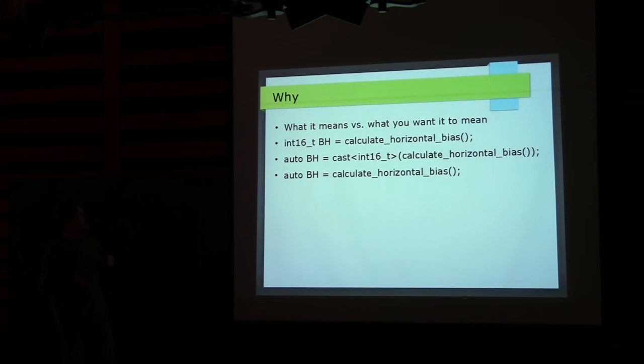When you see the first line, you don't know what the programmer meant. Did calculate horizontal bias used to return an int16_t and now it returns a double? Are they expecting it to be a conversion? Did they just get the type wrong? What does it mean? It's hard to say. With the explicit cast, it's explicit.